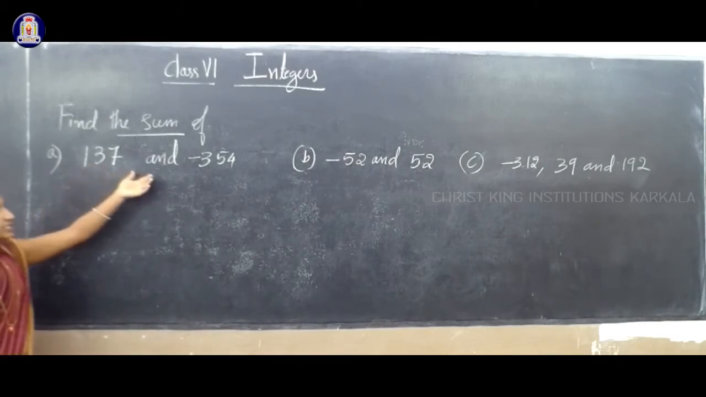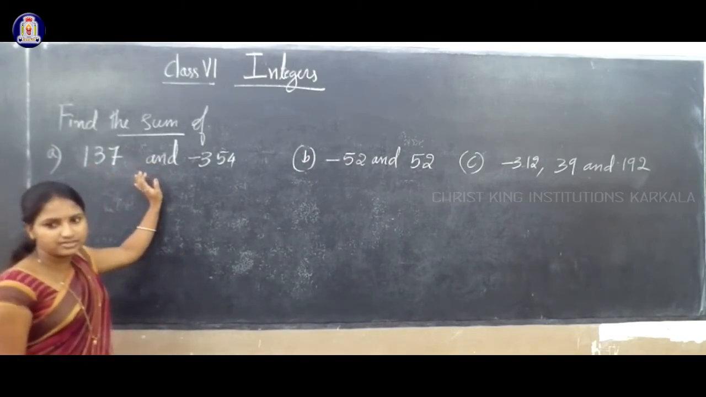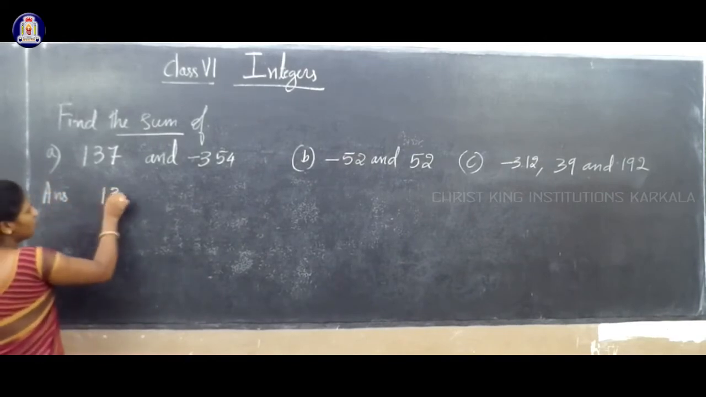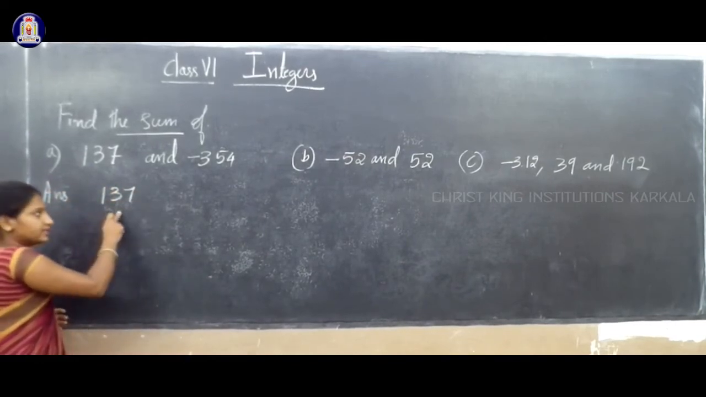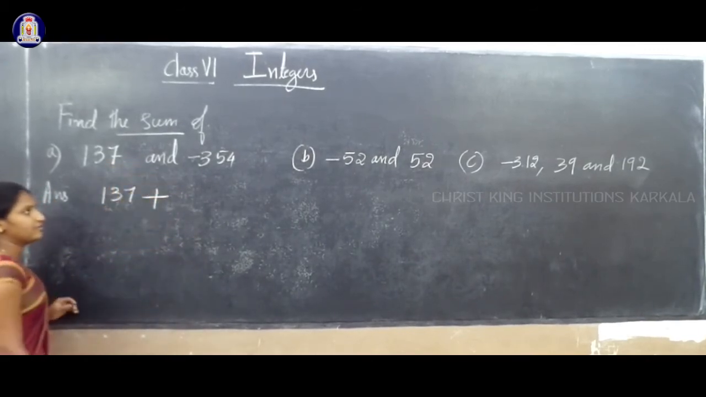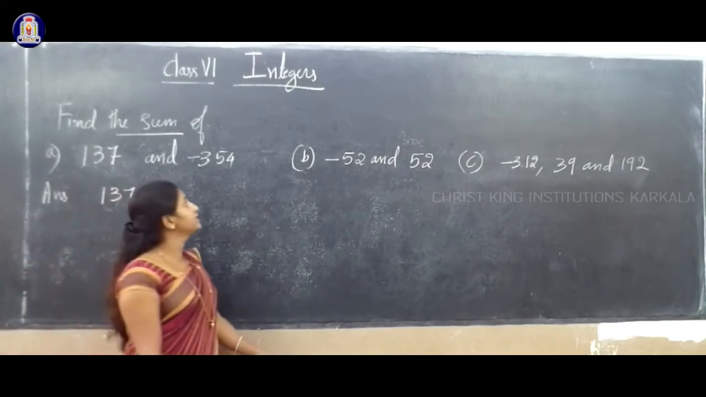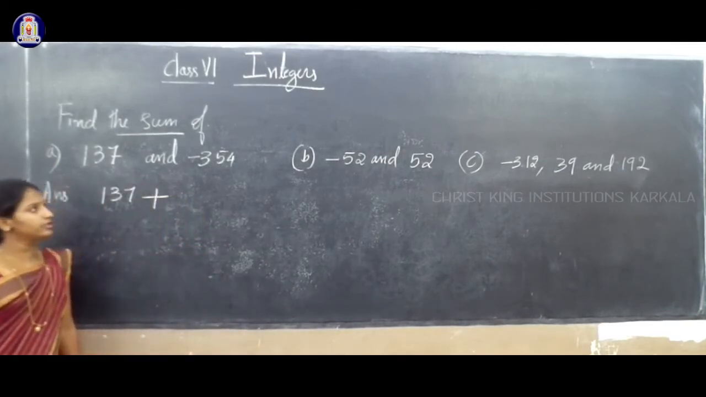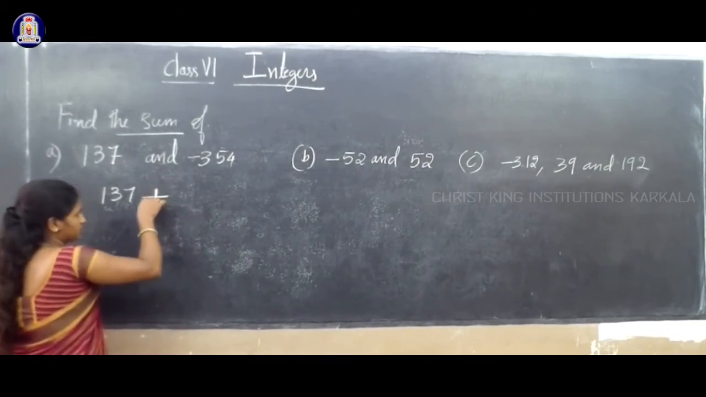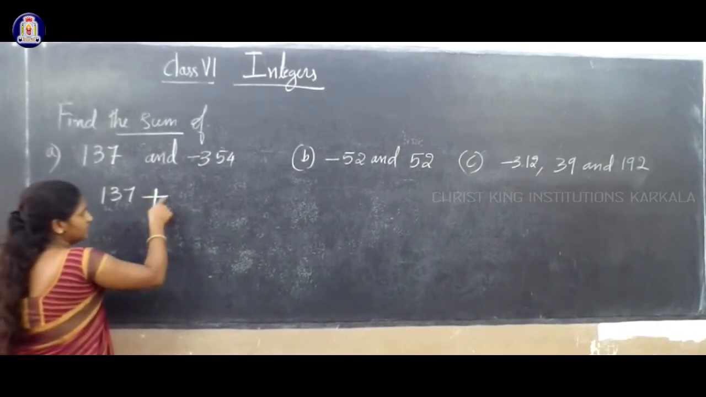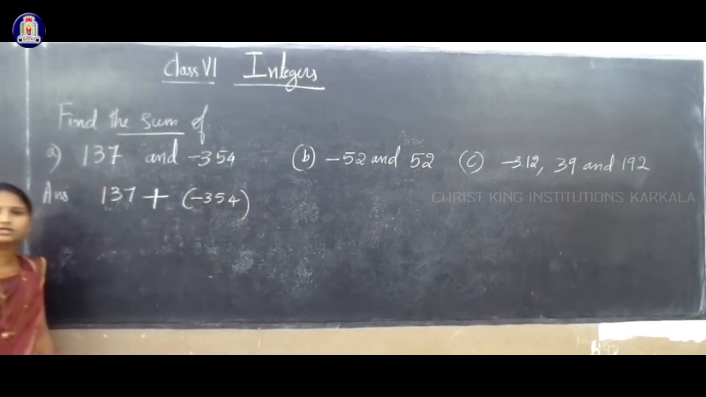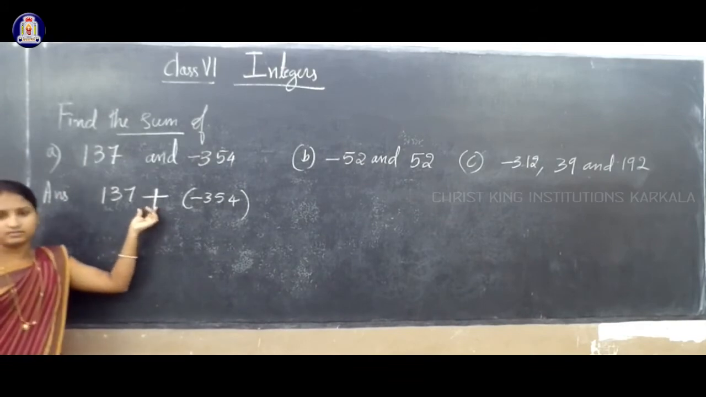Here the two integers are given. You have to find sum. Sum means plus. Okay, you see the first question, first integer 137. Here in the question it is given 137 and minus 354. So now here in the question they ask to find sum of. Sum means plus. So 137 plus minus 354. Clear? So sum means plus.